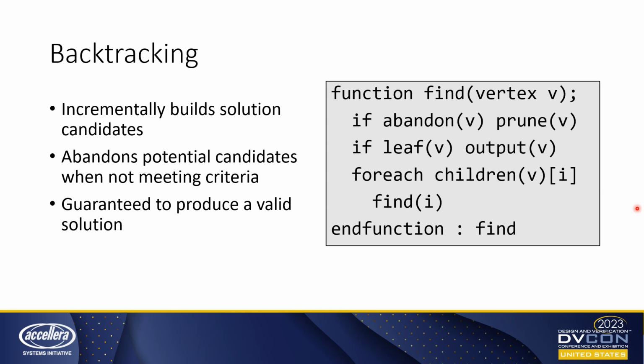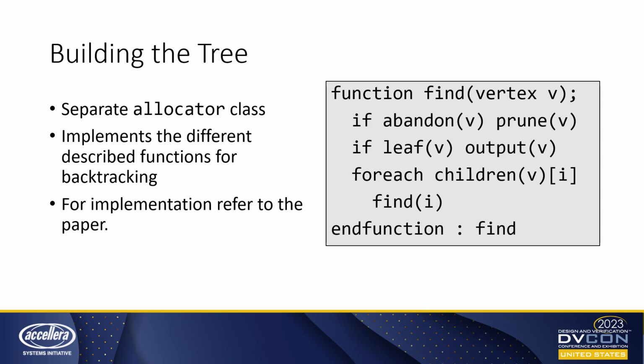If it's not a leaf vertex, we loop over all the children of the vertex under evaluation and recursively call the function find on them. So, how do we map each of the functions in the pseudocode to randomize a DRT in a constrained random methodology using SystemVerilog? Well, we make use of a separate allocator class which implements all the different described functions for backtracking. Note that this is a simplification of the solution, and for the full implementation, I will refer you to the paper.